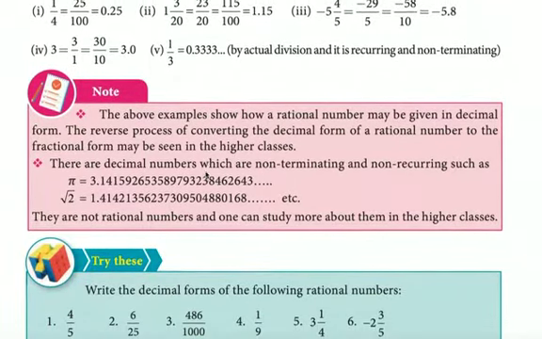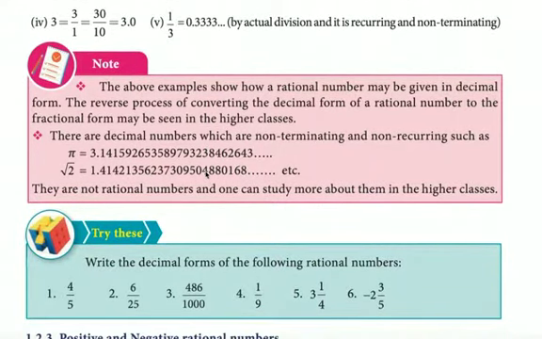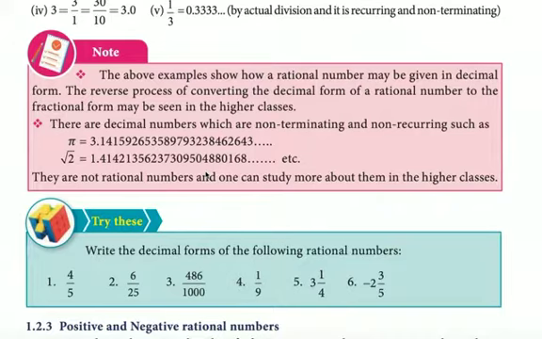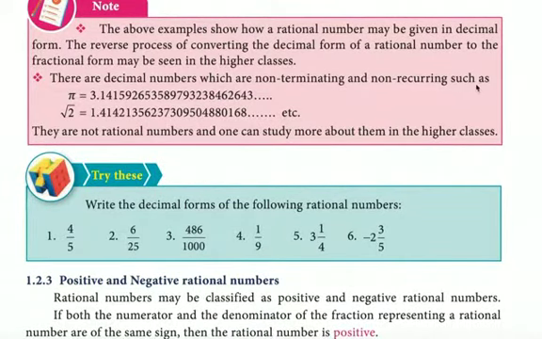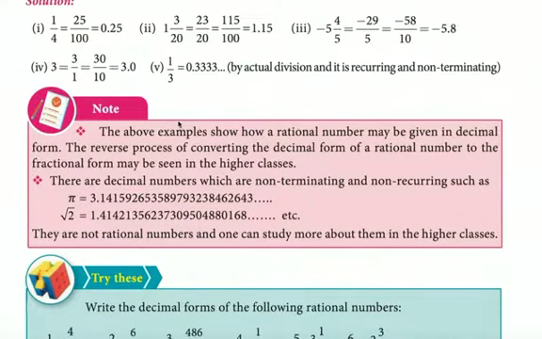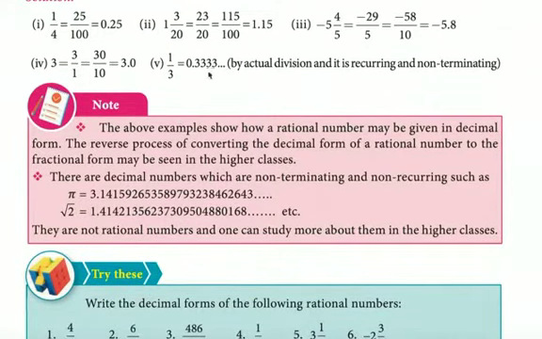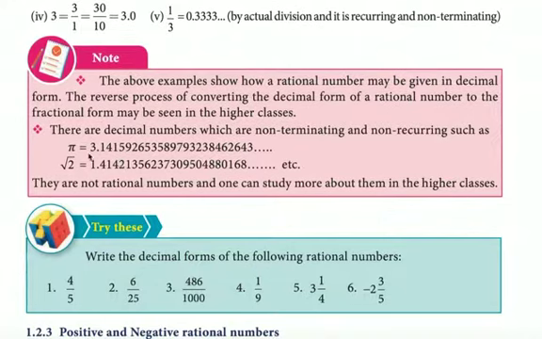So the above examples show how a rational number may be given in decimal form. The reverse process of converting decimal form of a rational number to the fractional form may be seen in the higher classes. There are decimal numbers which are non-terminating and non-recurring. This one is recurring, right? This one is non-terminating, non-recurring. Pi, the value of pi, 3.14592. See that no digit is repeating, right? There is no sequence here like this. Root 2 also. They are not rational numbers, and one can study more about them in higher classes.